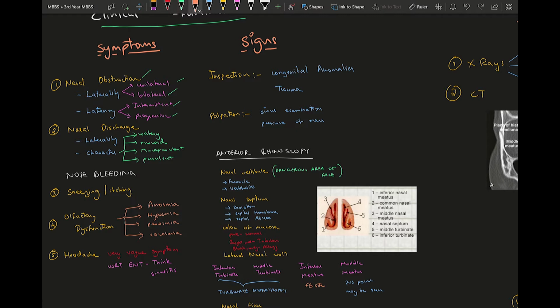Moving on, the next symptom would be nasal discharge. Very, very common. With nasal discharge, the first thing again would be your laterality. Is it unilateral or bilateral? For example, if you have a unilateral nasal obstruction with discharge, it's mostly going to be a foreign body. In a child, it's going to be a foreign body. So those are all useful hints which you can pick up from the symptoms.